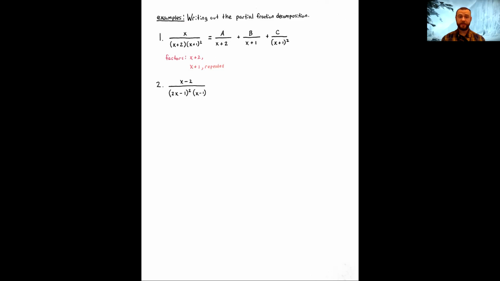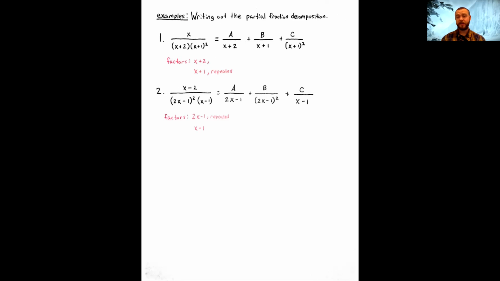All right, this one is very similar. Make sure you always first identify your linear factors. Your linear factors are 2x minus 1, which is repeated twice. The other linear factor is x minus 1. Since 2x minus 1 was repeated twice, that factor gives us two partial fractions. The factor of x minus 1 just gives us a single partial fraction.